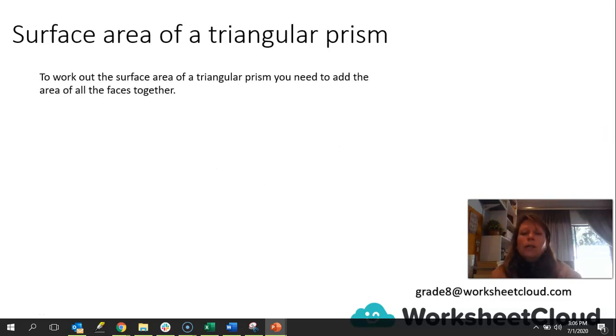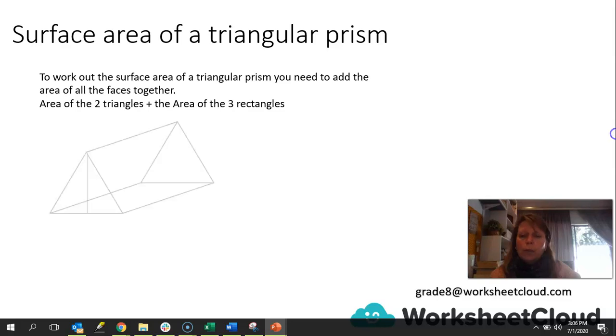Right, so looking at the surface area of a triangular prism, to work out that surface area, you need to add the areas of all the faces together. So you need to find out the area of the two triangular bases, and those would be congruent. So you need to find out the one and then double it, and then you need to find out the surface area of each rectangle and then add the two lots together. So the area of two triangles and the area of the three rectangles added together will give you the surface area of the triangular prism.